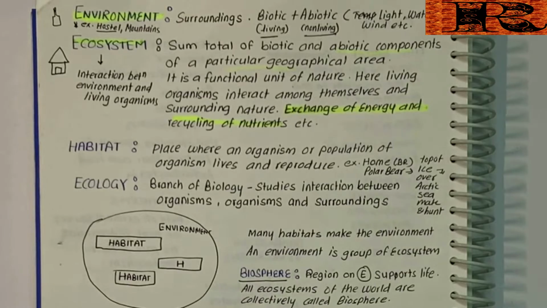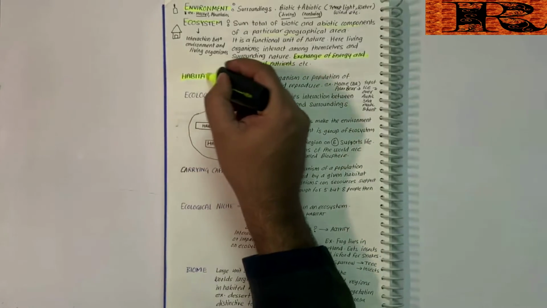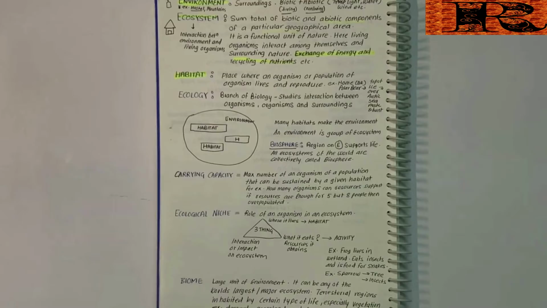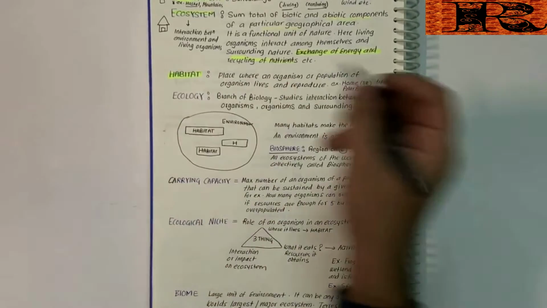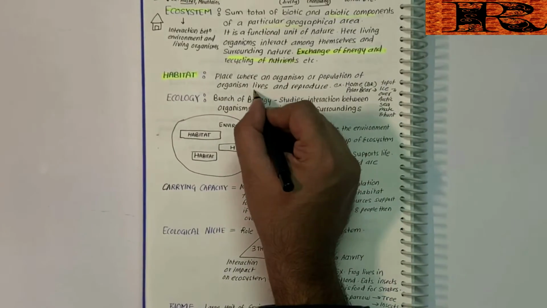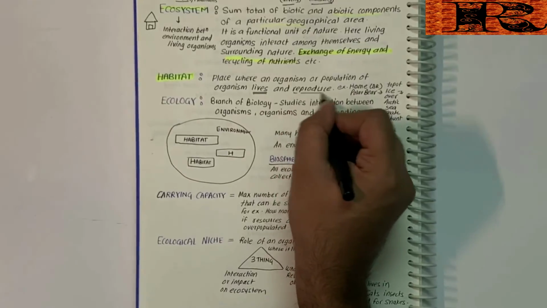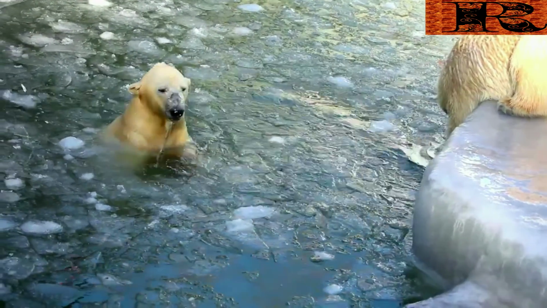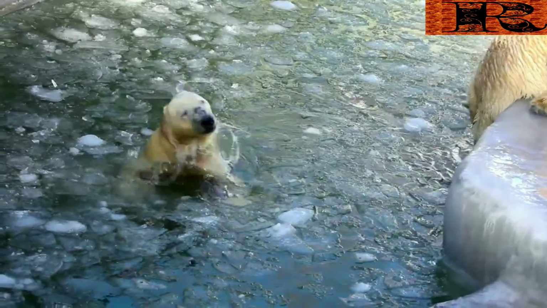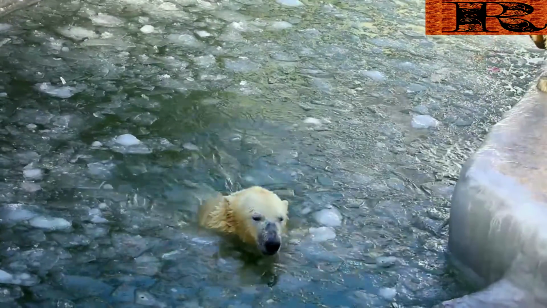Now what is habitat? In your city, your society is your habitat. It is a place where an organism or population of an organism lives and reproduces. For example, for polar bears, the Arctic Sea and surrounding glaciers are their habitat. And many habitats combined together make an environment.